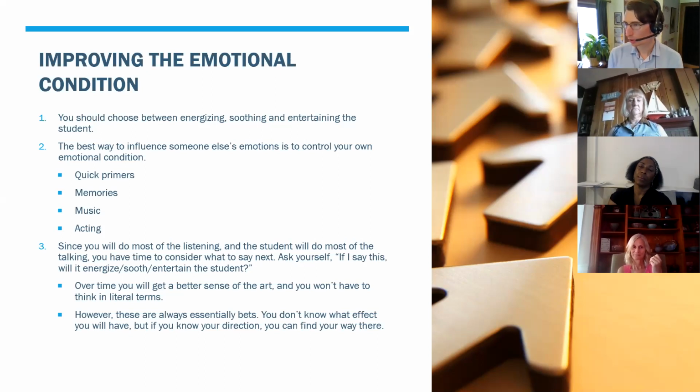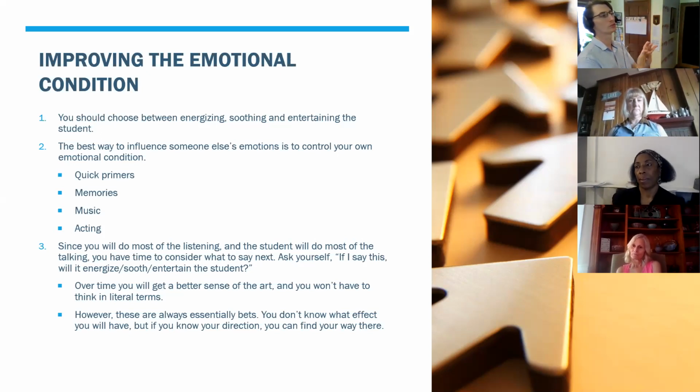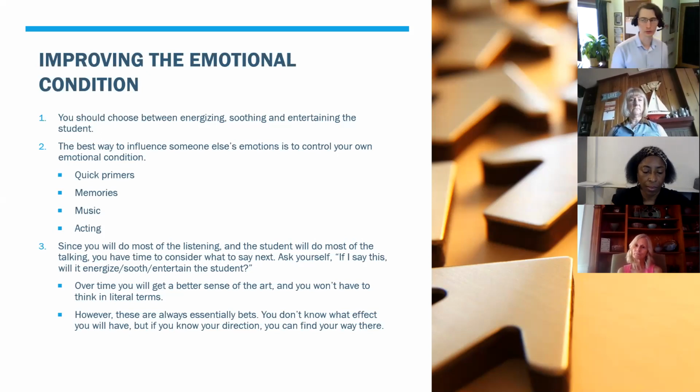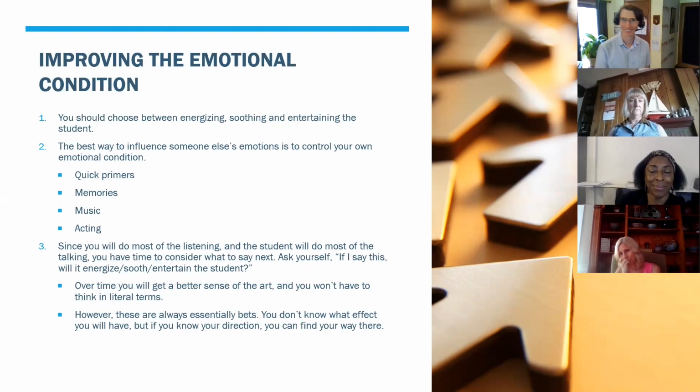Anyway, the best way to influence someone else's emotions is to control your own emotional condition. So what you bring to your lesson with your student will affect the other person. If you want to produce a good emotional effect, you need to control your own emotional condition. So here's 4 techniques you can use to basically improve yourself before you meet the other person. The first is something like a quick primer. What does this mean? It's like, whew, that's it. So you go in and then you answer the phone, hello. That's one method, and it works.